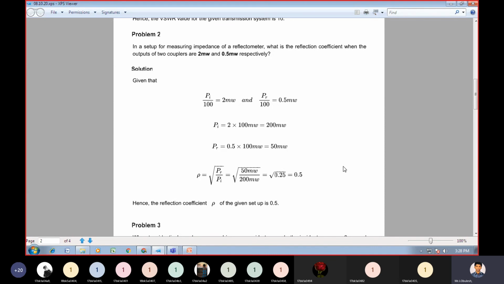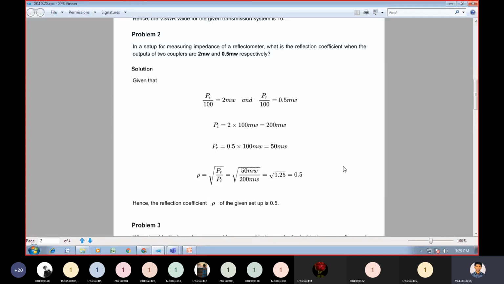So before finding that, first you need to find out the incident power and reflected power. If you want to represent incident power and reflected power, what do we have from the problem? First you need to write out the given data. Here we have outputs of two couplers, one is the incident one, another one is the reflected one, right? The incident one is 2 milliwatts. This means Pi divided by 100 equals 2 milliwatts, and the second one is Pr divided by 100 equals 0.5 milliwatts.